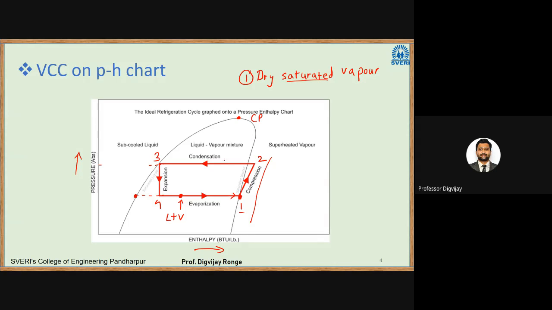Then moving on, 1 to 2 is a compression process. So you have to tell what will be the condition of the refrigerant at point 2. All the answers are there on the screen. You have to just closely examine it and tell what will be the condition of refrigerant at point 2. Point 2 is the end of compression, or it is the inlet to the condenser.